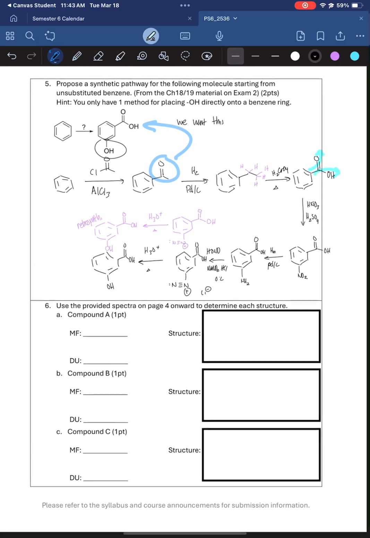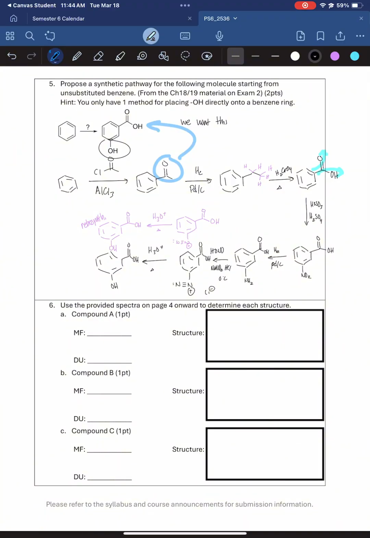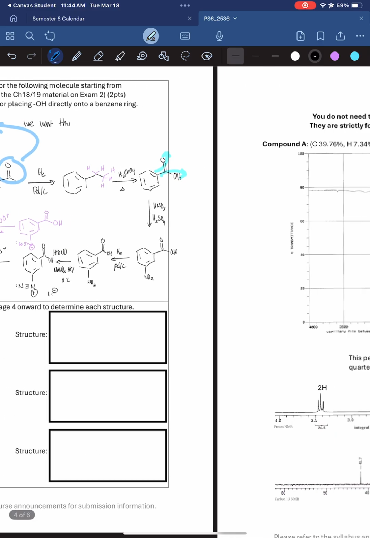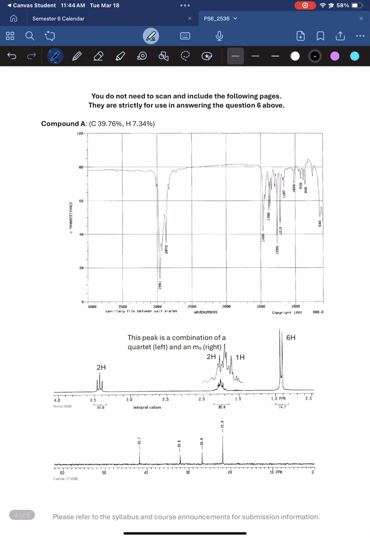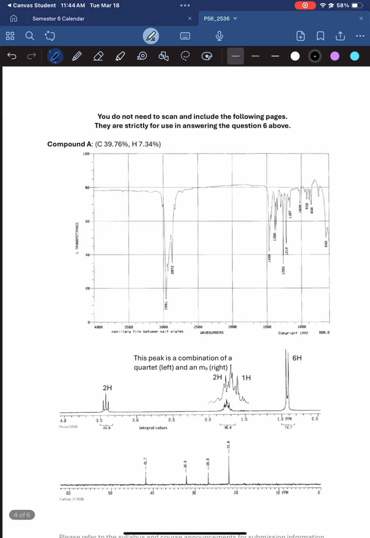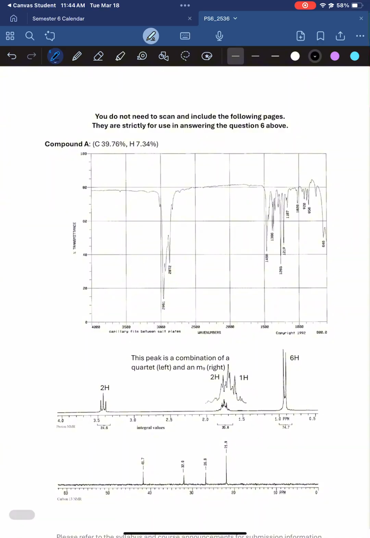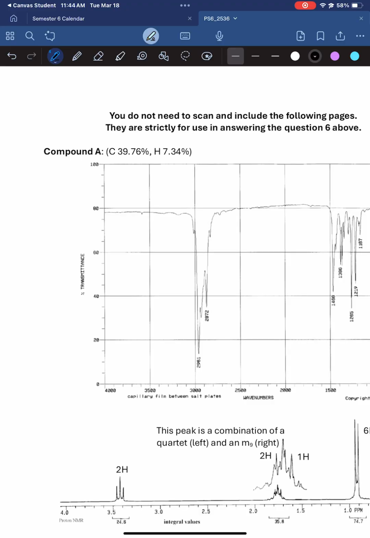Use the provided spectra on page 4 onward to determine each structure. So we have compound letter A. Let's start here. We're given a combined spec problem: some percentages of some atoms, an IR, proton, and carbon NMR. Remember the first thing I said in my How to Excel at Combined Spec video, which I'll link right here: the first thing you want to do is get a molecular formula, and that can either be provided to you, given in a mass to charge ratio, or it can be more annoying like this, and you have to calculate it out.